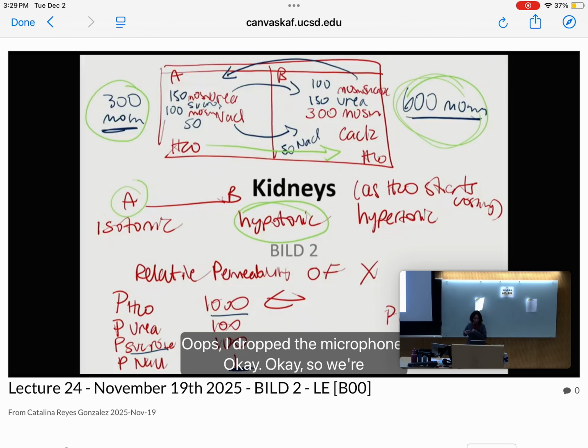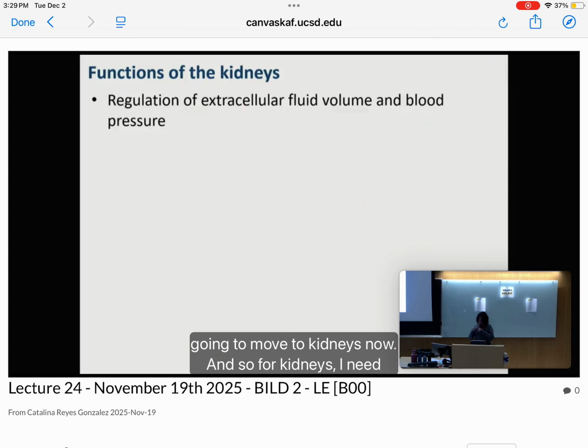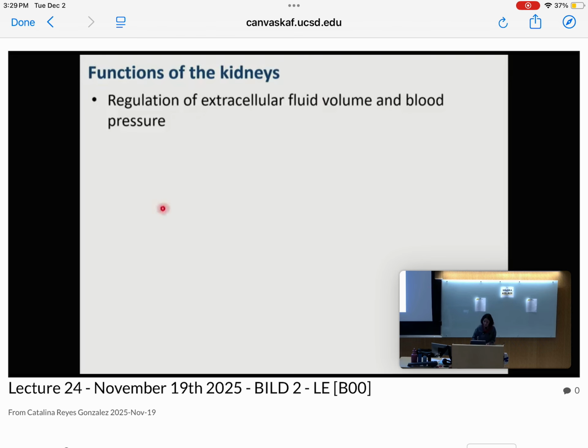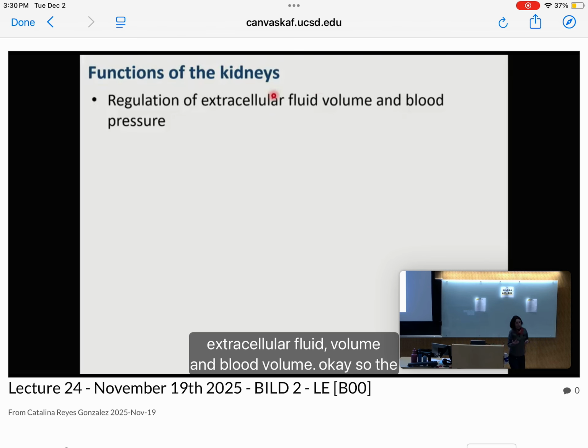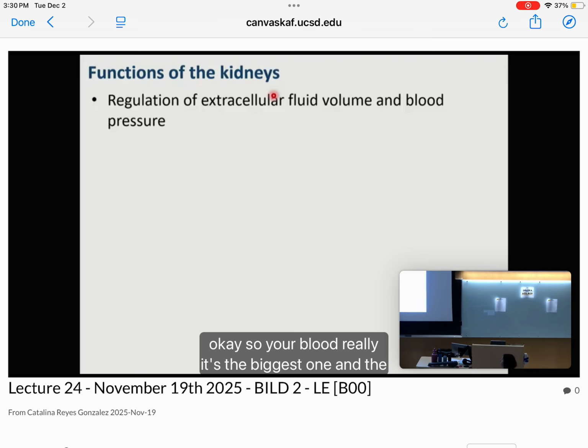Okay, so we're going to move to kidneys now. For kidneys, I need to talk to you about the function of the kidneys, which normally you think about excretion being the function, producing urine and excreting a bunch of stuff in that urine. But that's not the only function of the kidneys. Kidneys are going to regulate extracellular fluid volume and blood volume. The main extracellular fluid compartment is going to be plasma. There are a number of extracellular fluid compartments, but plasma is the biggest one. So your blood really is the biggest one.